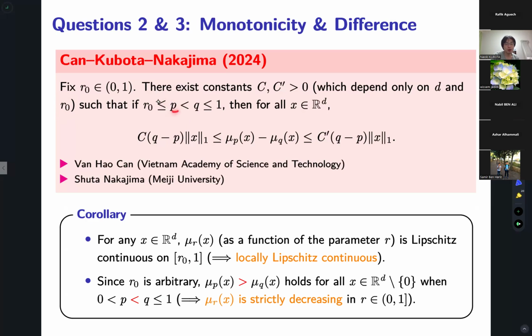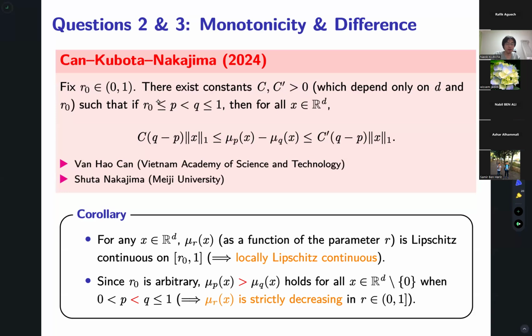if we consider the two parameters P and Q in this way, then we can get this estimate for the difference between the time constants mu p and mu q. Roughly speaking, this difference is controlled by the quantity q minus p, which is the difference between the parameters of the Bernoulli distribution. This result was obtained by joint work of Baron Hao-Kan and Shuta Nakajima.